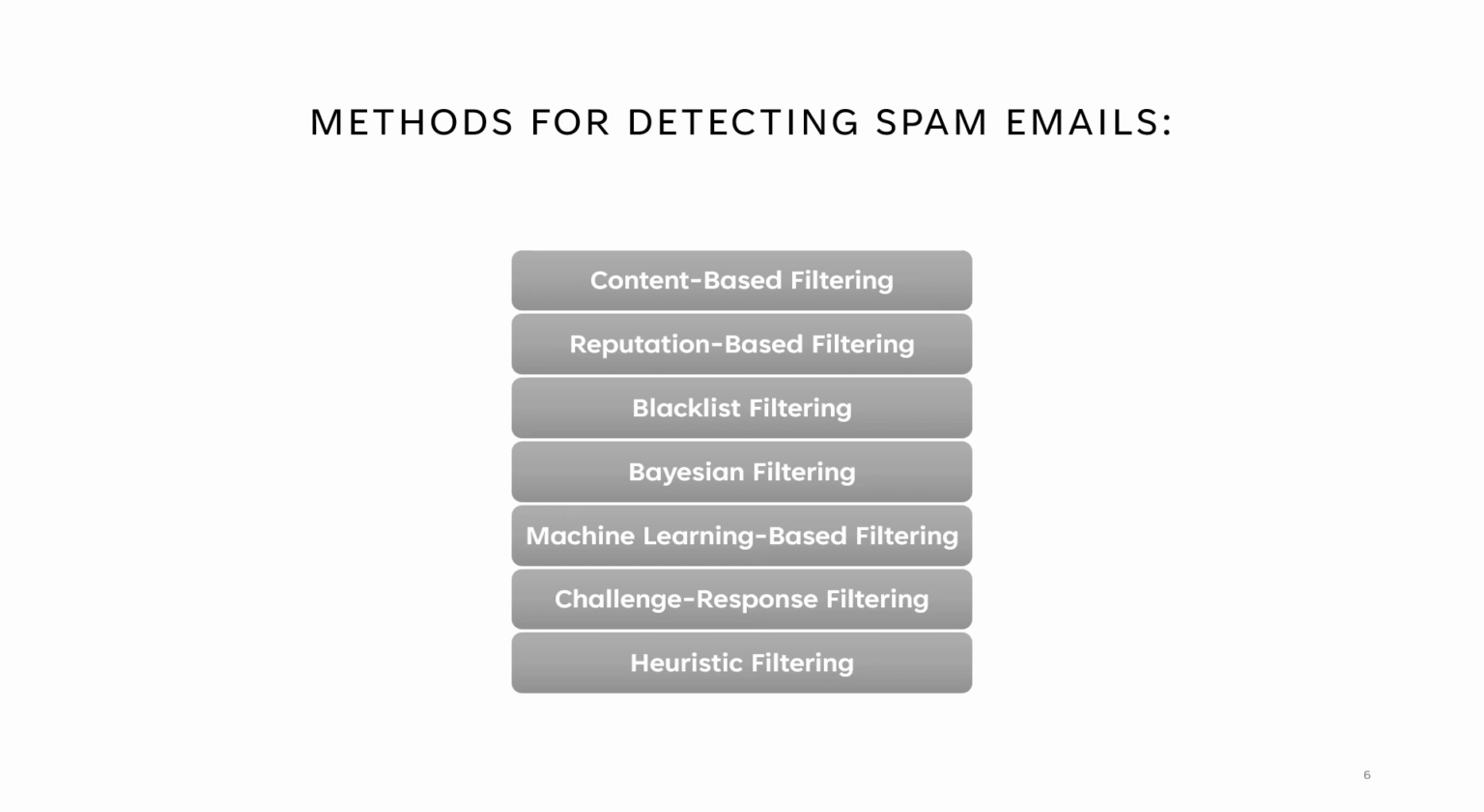The sixth one is challenge response filtering. This method requires senders to complete a challenge such as CAPTCHA or email authentication before the email is delivered. This can help to filter out automated spam messages. The seventh and last one is heuristic filtering. This method uses a set of rules or algorithms to identify spam emails based on patterns in the email headers, subject lines, or content.